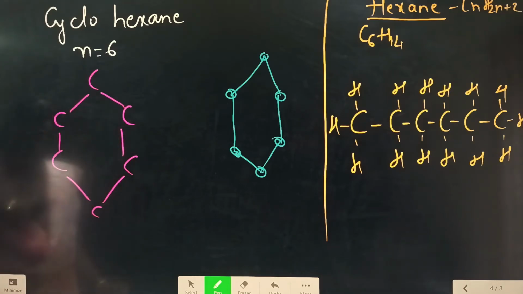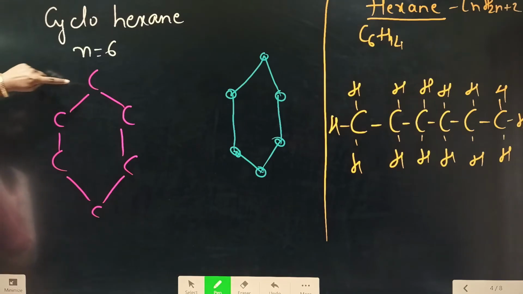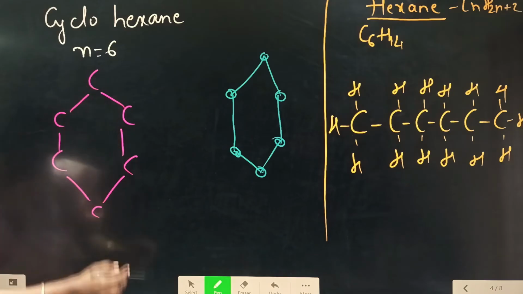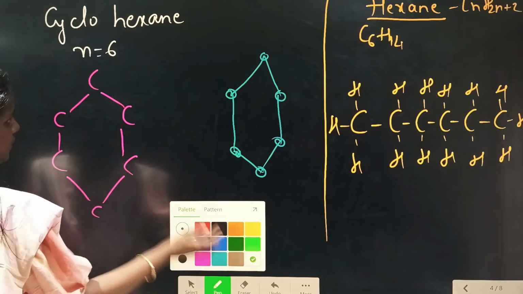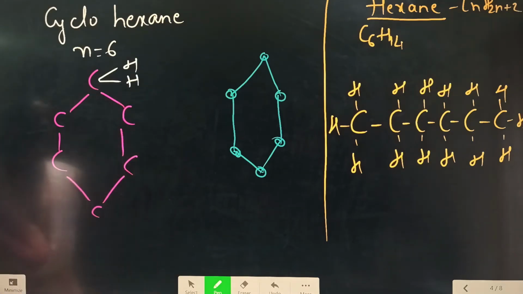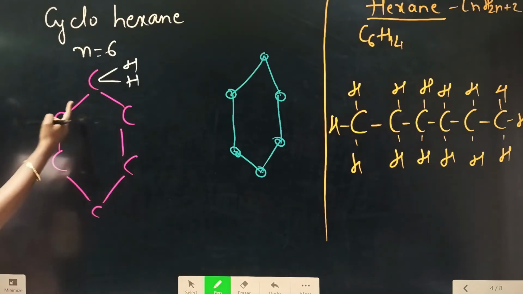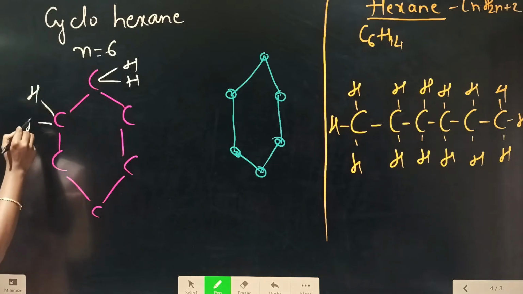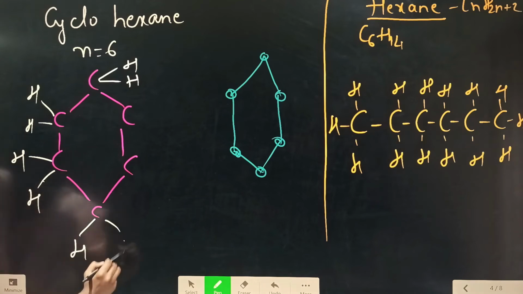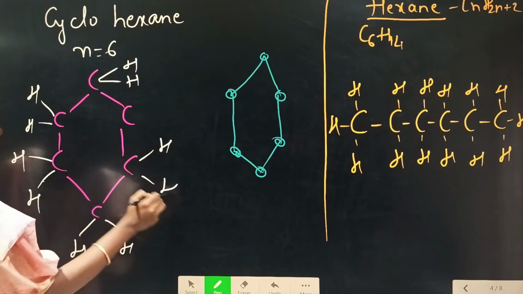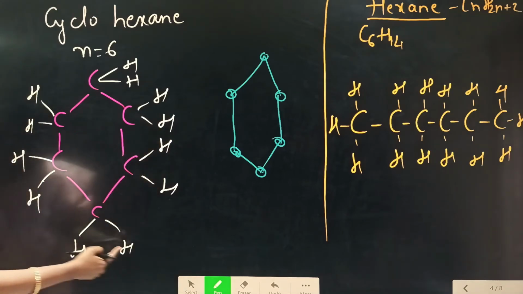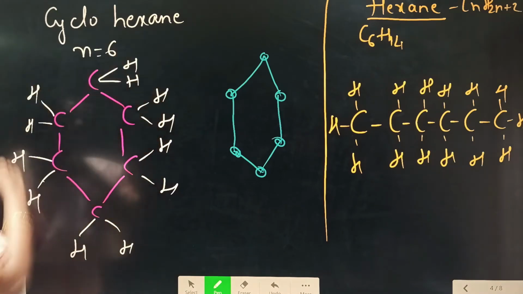I give the bonds. Then how many bonds are there for this C? Already 2 bonds are there. So how many atoms do I have to fill? Do I have to fill with 2 carbon atoms or hydrogen atoms? Hydrogen atoms. This C already has 2, so I am going to go with 2 hydrogen. Here also 2 hydrogen, 2 hydrogen and 2 hydrogen. So count the hydrogen atoms now. 1 2 3 4 5 6 7 8 9 10 11 12.